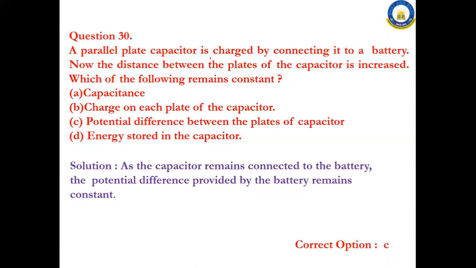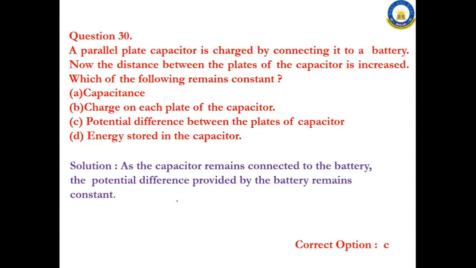A parallel plate capacitor is charged by connecting it to a battery. Now the distance between the plates of the capacitor is increased. In this case, which of the following remains constant? See, the capacitor remains connected to the battery. So here, when the distance between the plates is increased, you know the formula, C is equal to epsilon naught A by D. So capacitance will change. Charge on each plate is related to capacitance, and it will change. Energy stored again depends on C, it will change.